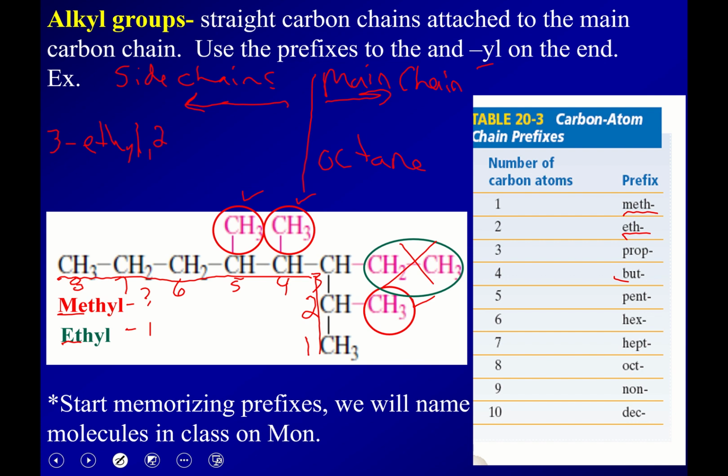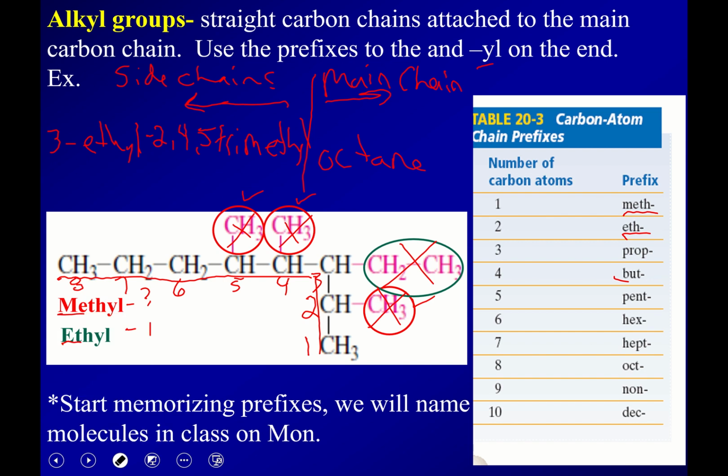So 2. Oops, there should be a dash there. 2, 4, 5. So that's saying we have 1 here at the 2nd carbon, the 4th carbon, and the 5th carbon of our main chain. And then we need to be really redundant. Even though you can see there's 3, we need to say trimethyl. All right, so that gives us 3 ethyl, 2, 4, 5 trimethyl.